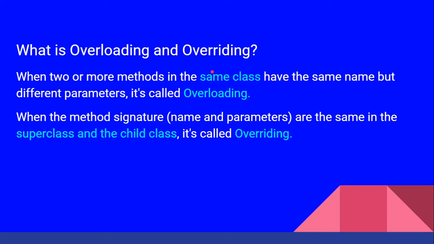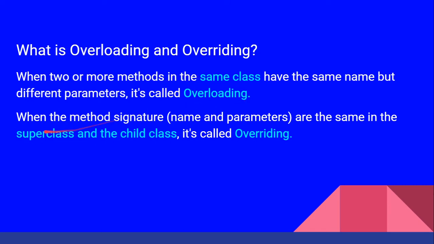Like we have seen in the previous example, add(int, int), otherwise add(int, int, int). So the number of parameters varies. Sometimes add(int, float), add(int, int). So here the type of parameters varies. Whether the type or the number of parameters varies, the difference in the parameters for the same method name in the same class is called overloading.